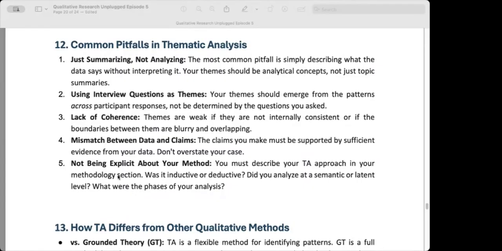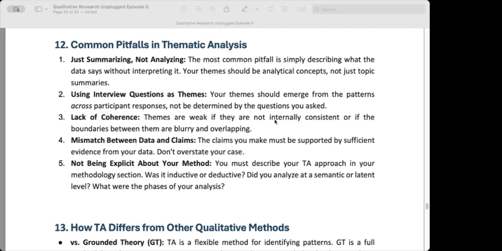Crucial. And the last common pitfall: 5. Not being explicit about your method. Transparency, as we've said, is absolutely key to rigor in qualitative research. A significant pitfall, especially for doctoral students writing up their methodology chapter, is failing to clearly and comprehensively describe your specific thematic analysis approach. You must articulate your methodological choices clearly.